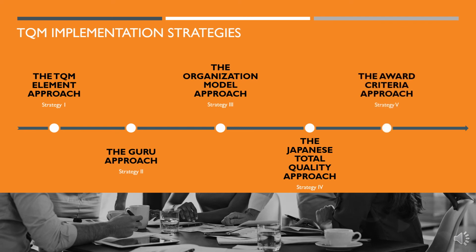And the fifth approach is the award criteria approach. When using this model, an organization uses the criteria of a quality award to identify areas for improvement. Under this approach, TQM implementation focuses on meeting specific award criteria. Although some argue that this is not an appropriate use of award criteria, some organizations do use this approach and it can result in improvement.